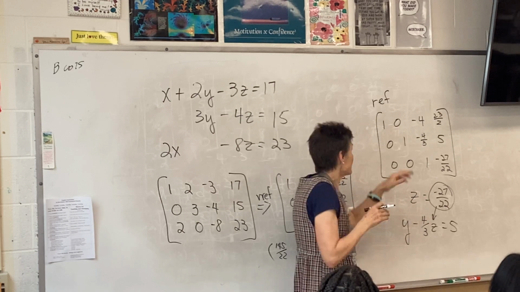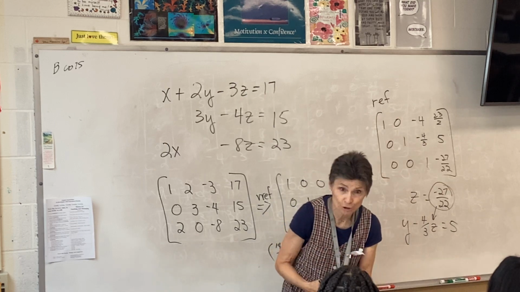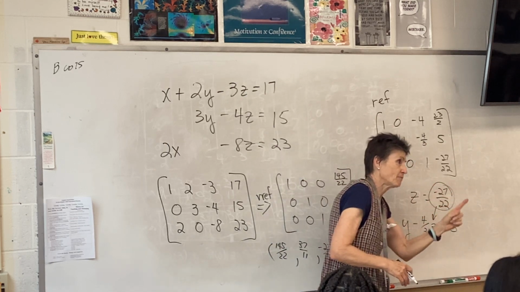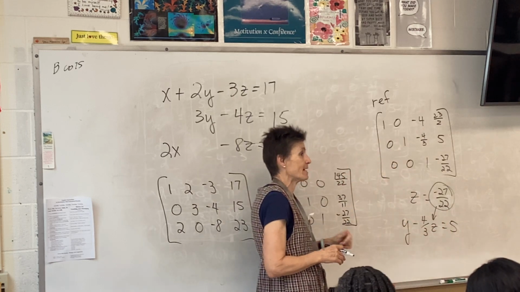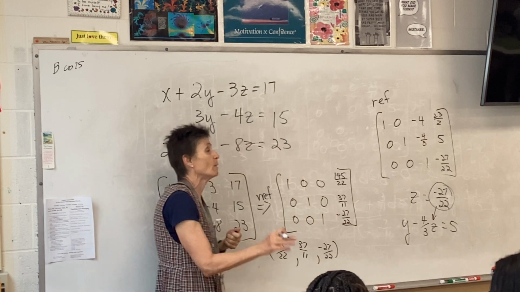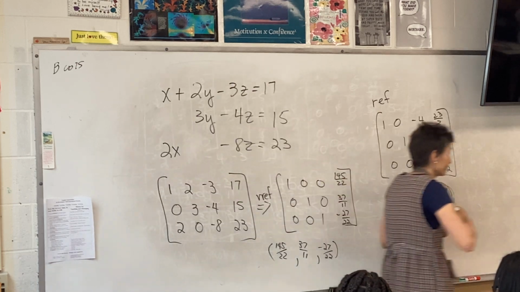But remember, if you had to find these zeros by hand, that would be a lot of work too. Moral of the story, we're not REFing. We're always gonna RREF. This is row echelon form. We're always going with reduced row echelon form.